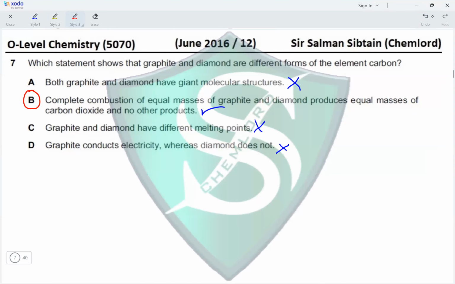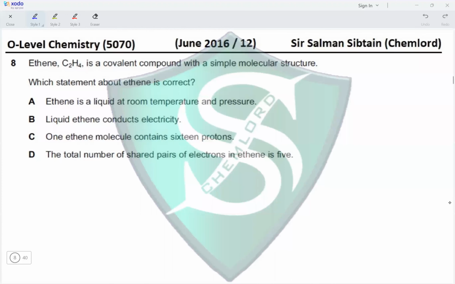Question 8. Ethene, C2H4, is a covalent compound with a simple molecular structure. Which statement about ethene is correct? Ethene is a liquid at room temperature and pressure. No, it is a gas. Liquid ethene conducts electricity. No, ethene is a covalent compound. Even if it is liquefied, it will not conduct electricity.